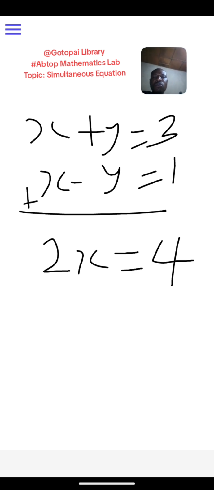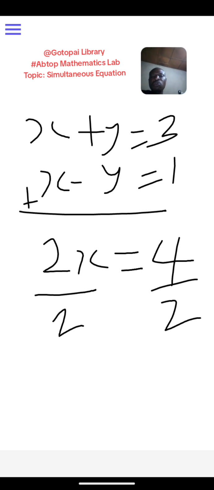Now we have only one variable, x, which is now solvable directly. So 2x gives 4. It's like saying you want to buy 2 oranges and you have to pay 4 naira. So how much do you pay for one? It will be 2. So you have to divide both sides by 2. If you divide both sides by 2, on this side, 2 divided by 2 will give us 1. 1 times x will be x. So we'll be left with x. On the other side, 4 divided by 2 is 2.